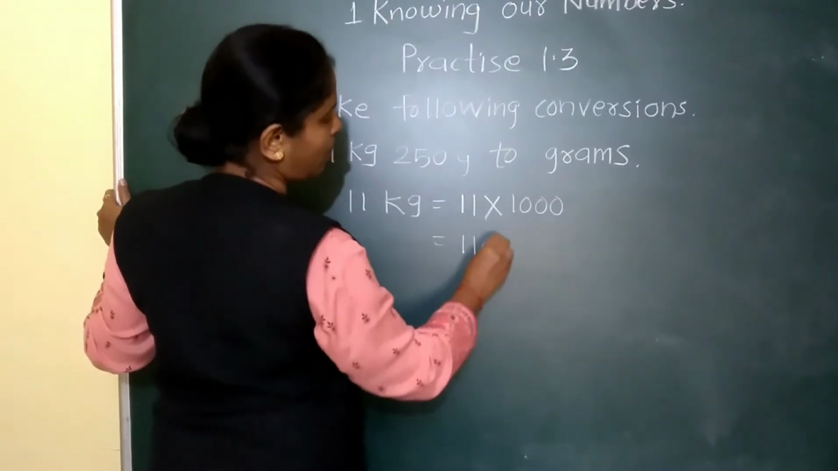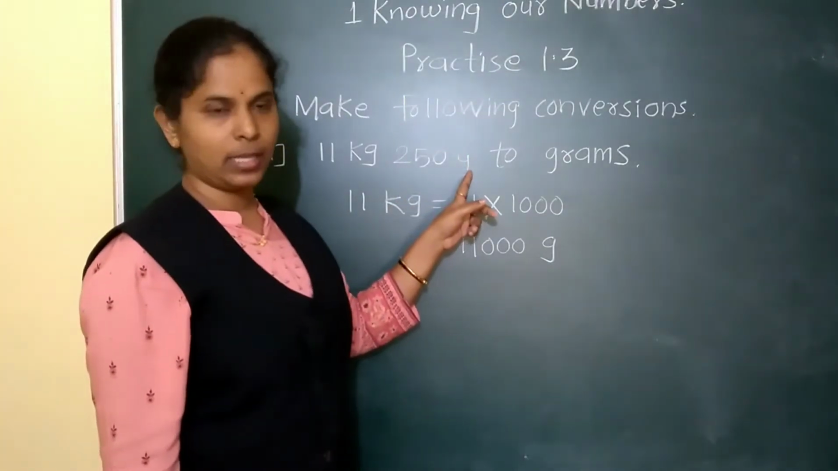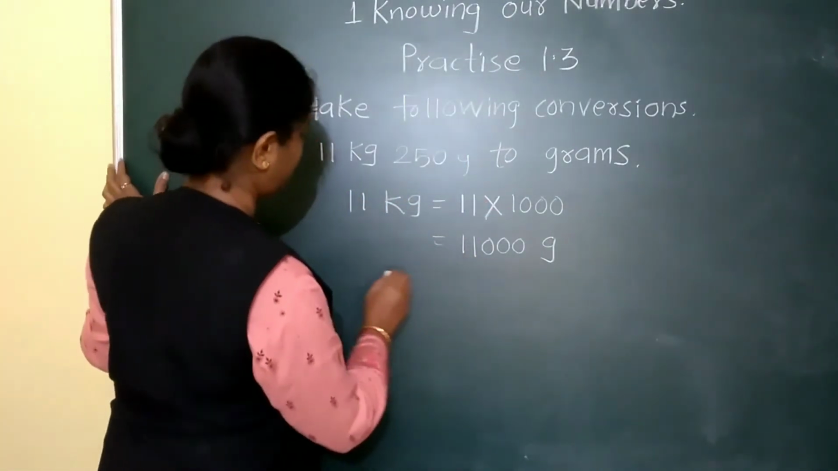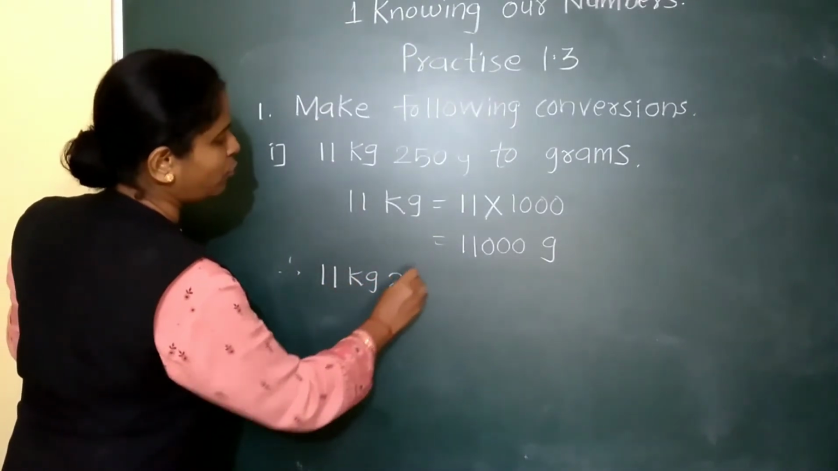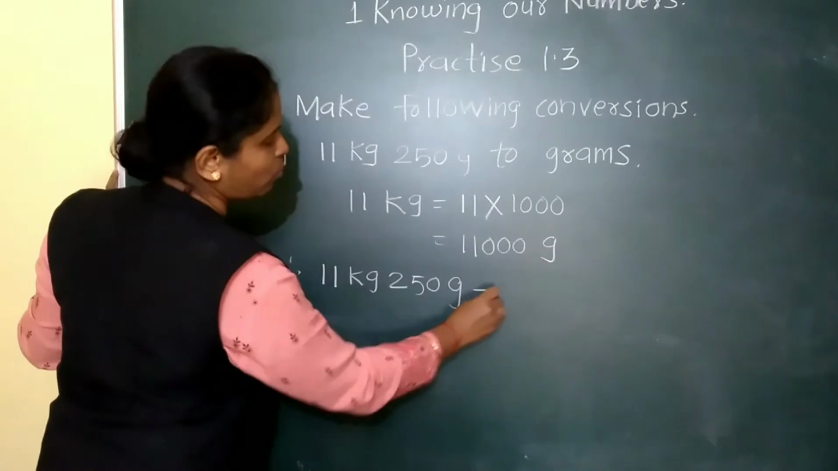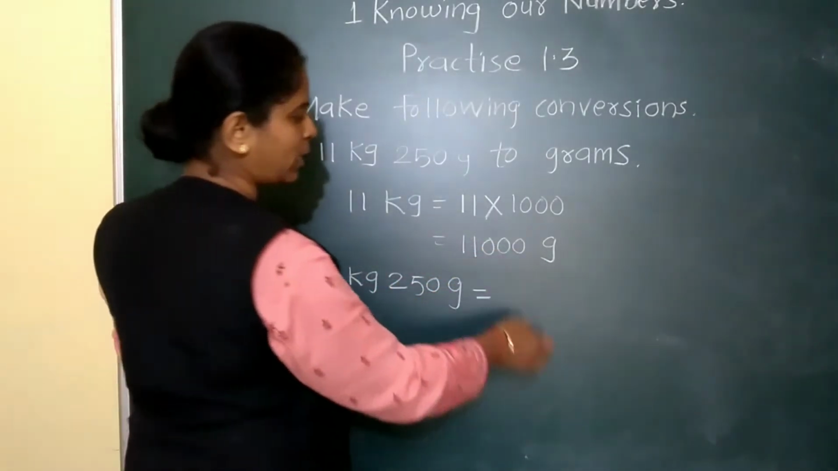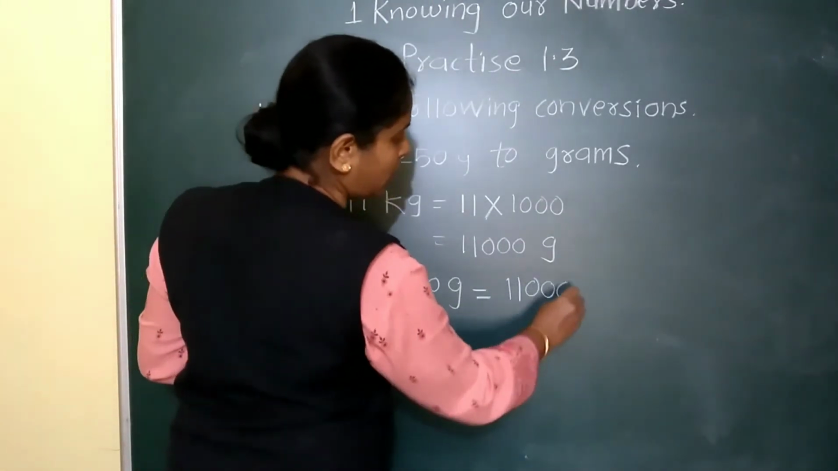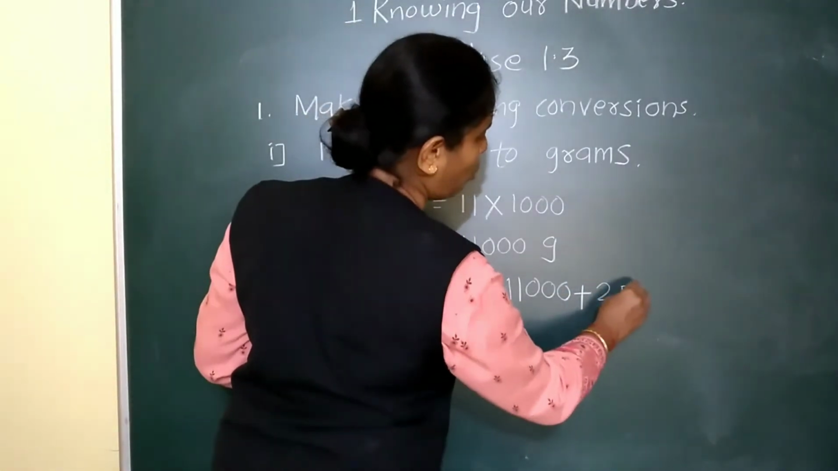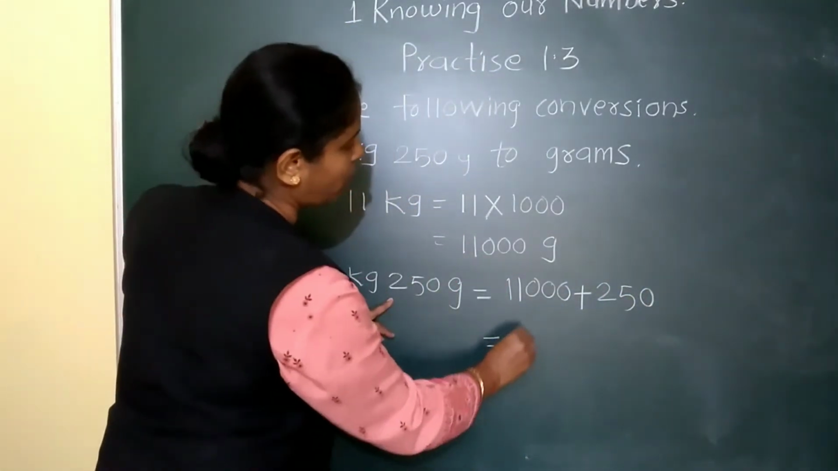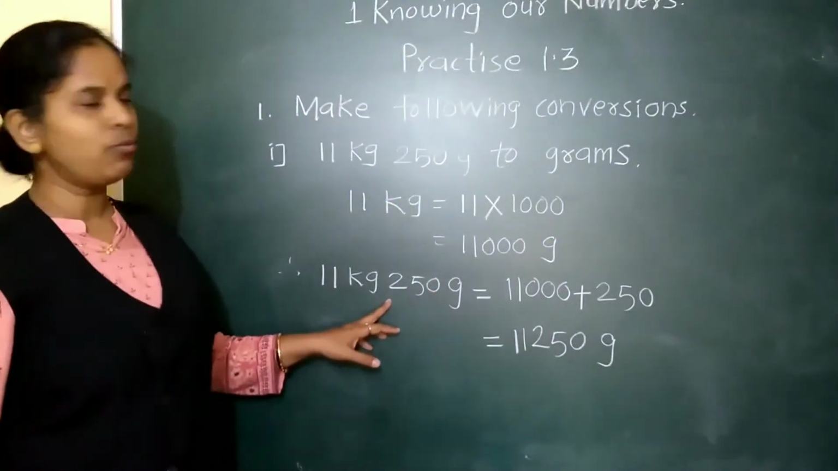That is 11,000 grams. Okay. 11 kg 250 grams are there. So therefore, 11 kg 250 grams is equal to how many total grams we have to find out. So 11 kg means 11,000 grams. In that we have to add 250 grams more. So that will be 11,250 grams.